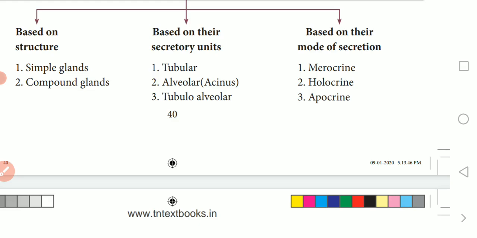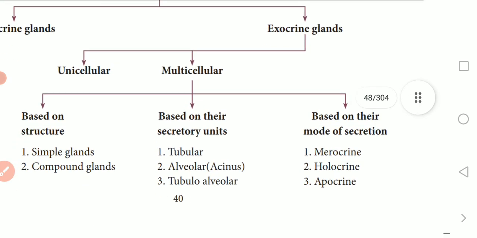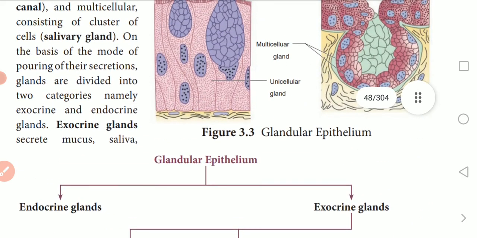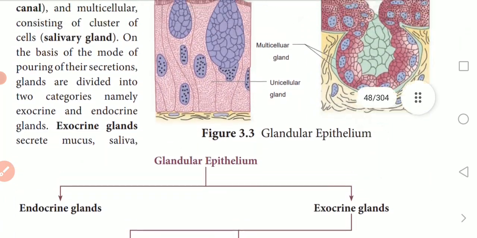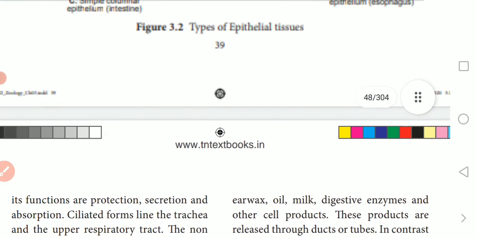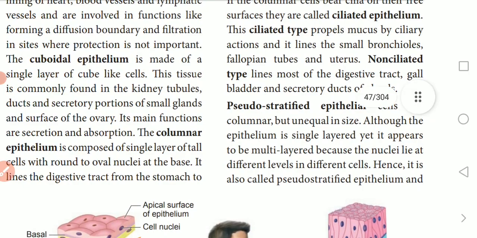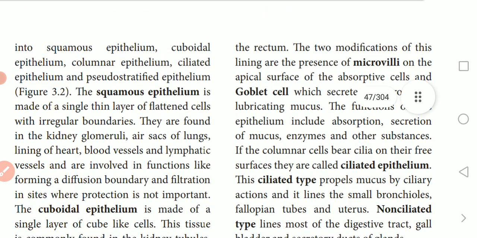I'll show you the topic we are going through now. Here are the glandular cells of the alimentary canal, which we have seen. These are the exocrine glands, and these are the glandular cells. Glandular means secretion. They have two types, exocrine glands and endocrine glands. This is the glandular epithelium.